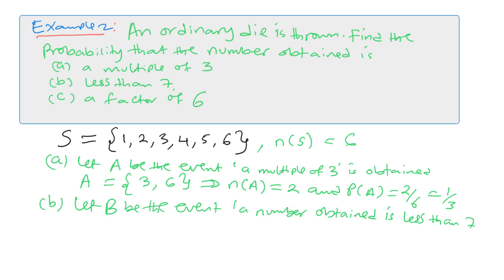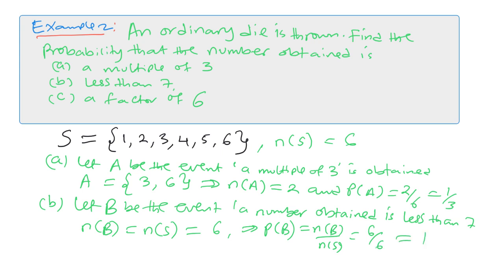Here you discover that all the numbers in S are less than 7. So the number of B, without wasting time, will be the number of S, which is equal to 6. Meaning that the probability of B is number of B divided by number of S, which is 6 out of 6, and you end up with 1. So the probability of getting B is 1. We are very sure whatever number we get is going to be less than 7.